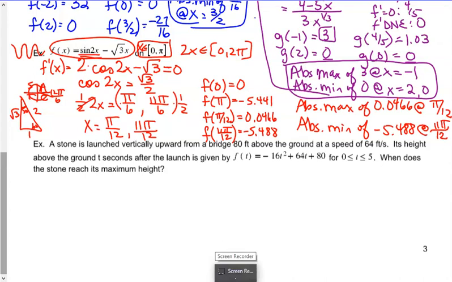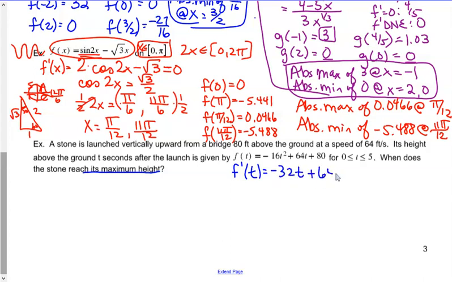in which we want to now find our maximum height. Okay? The maximum height. So that would be the absolute max or the absolute min. So we need to find our critical point, and then we also need to check at the endpoints. So if I plug in here, f prime of t is going to be, multiply out front, negative 32t plus 64.